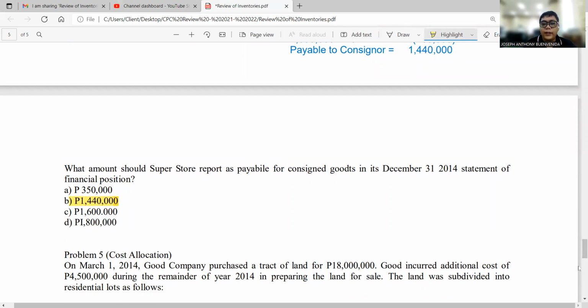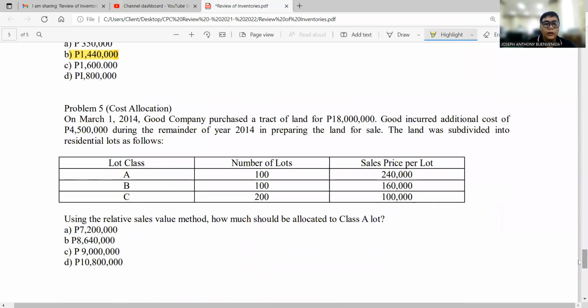Next, problem 5, cost allocation. So Good Company purchased a tract of land for 18 million. So Good incurred additional cost of 4,500,000 during the remainder of the year 2014 in preparing the land for its sale, no? So the land was subdivided into residential lots. So lot class ABC, no? The number of lots, then sales price per lot. So using the relative sales value method, how much should be allocated to class A lot?